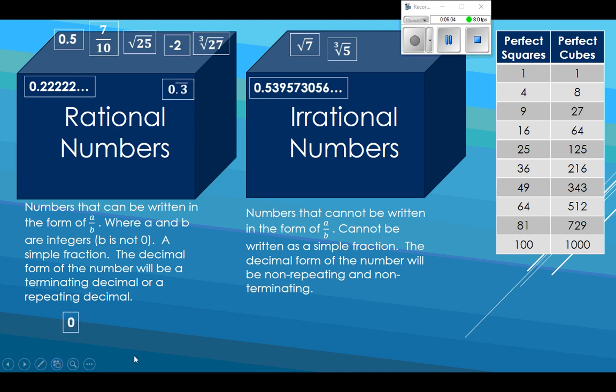0 is a whole number, so it's rational. Pi, that's a famous irrational number. 2 to the 3rd power. Calculate it. 2 times 2 is 4. 4 times 2 is 8. 8 is a counting number, therefore it's rational. Square root of 50. Look through your list of perfect squares. Oh no, it's awful close to 7, but it's something in between, so it's irrational.